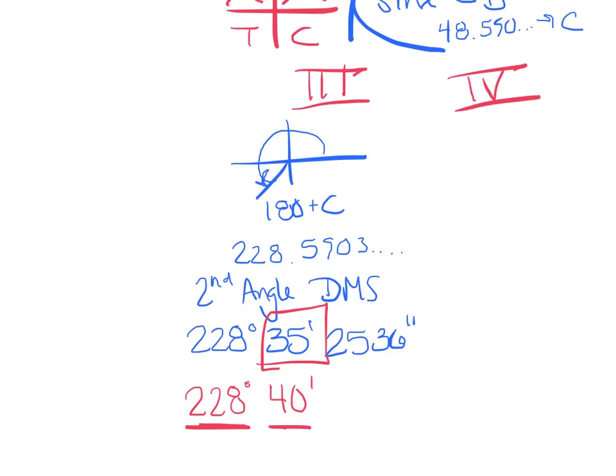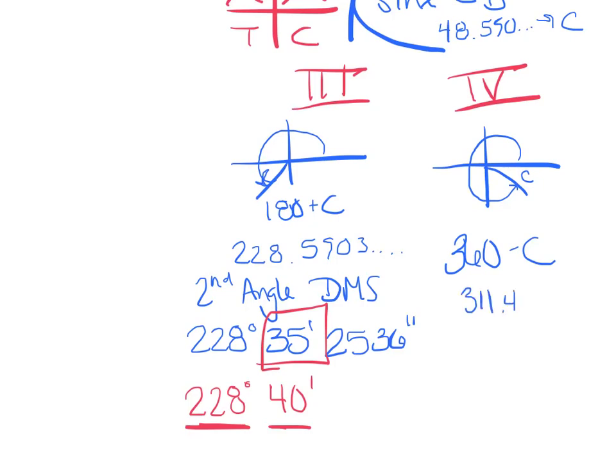All right, we're going to do something similar for quadrant 4. Here's my reference angle in quadrant 4. I need that whole angle. So remember, C was my reference angle. So this time I'm doing 360 minus angle C. And I get 311.409.